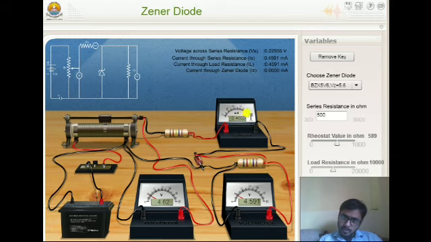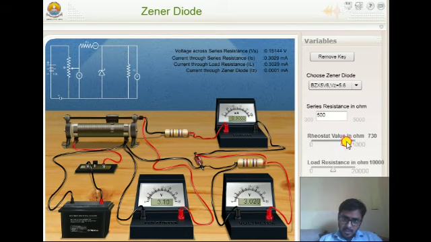Up to 5.6 volts of input voltage, the value of the milliammeter, or current, is very small. But when the input crosses 5.6 volts, the milliammeter reading increases rapidly. So you should notice this during the performance of the experiment.